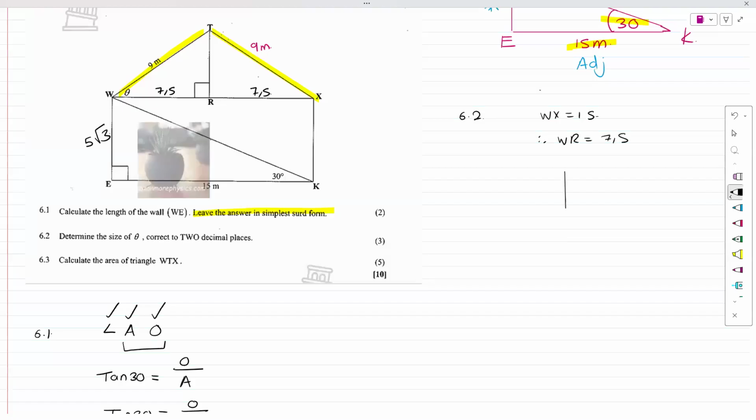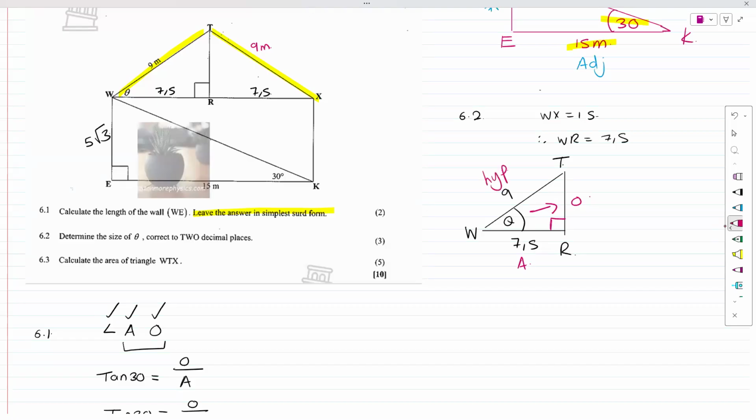So let's draw a mini triangle here. And this one I did not teach you as yet. I want to see what you guys do. That's T, R, W. We got 9. We got 7.5. Let's label. Opposite is TR. Adjacent is WR. And hypotenuse is 9.